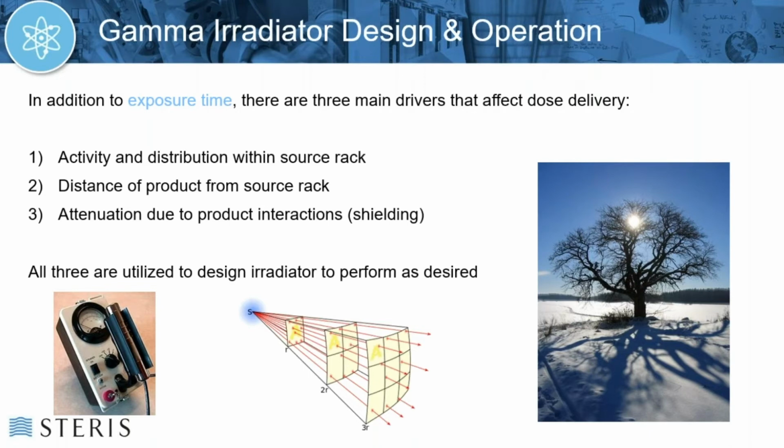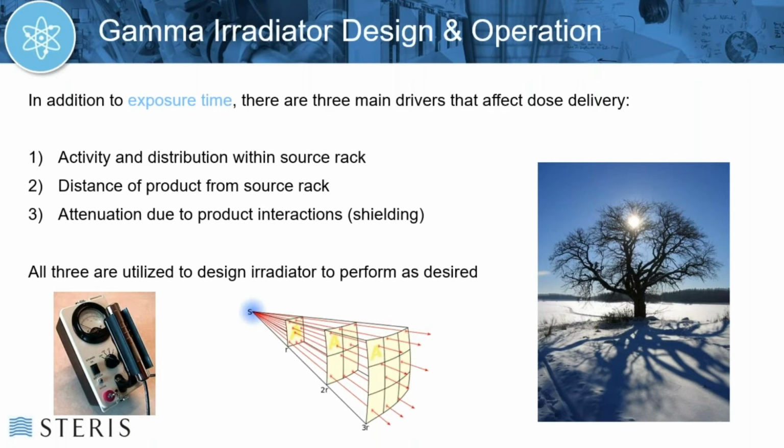For source rack design, there are a couple of things we need to consider in addition to exposure time. There are 3 main drivers that will affect dose delivery. Activity and distribution within the source rack. How hot is the source rack and where are those hot spots located? Distance of product from the source rack.